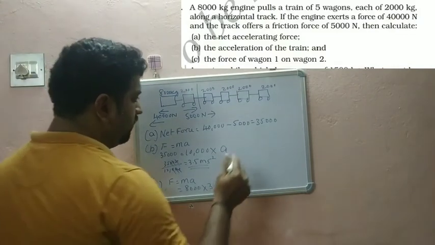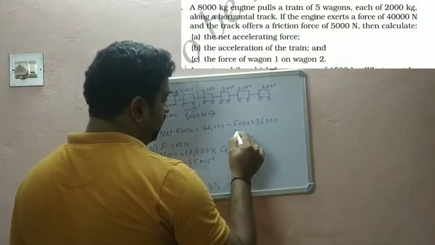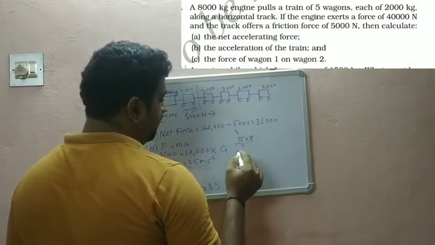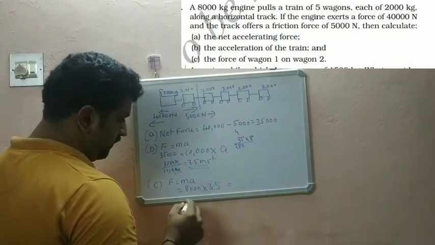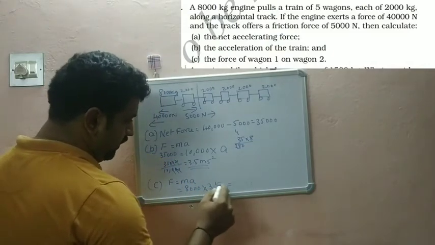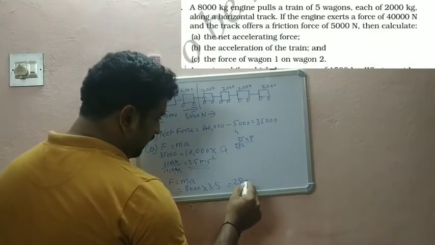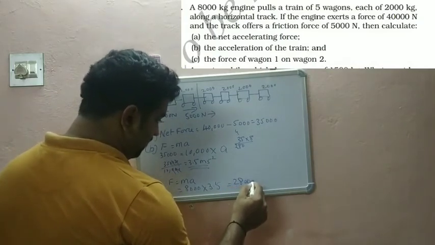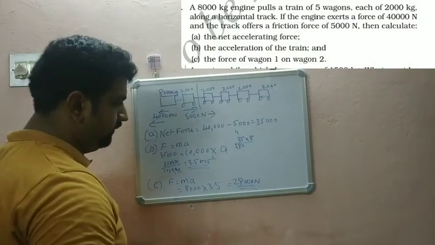35 into 8 you do. 35 into 8. 8 5s are 40, 0, 4 up. 8 3s are 24, 28. So 28 is 28,000. 28,000 Newton is the final answer.